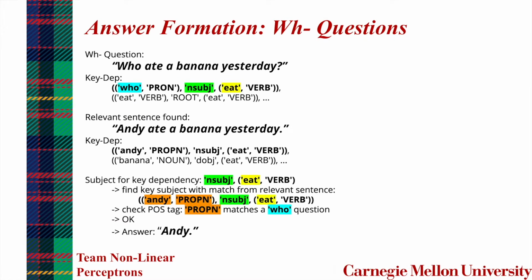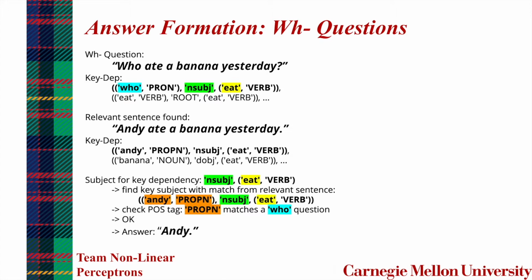For WH questions, after we parse the question, we look up the WH word in the dependencies and see what it refers to. In this example, the WH word who refers to the thing that eats the banana. Then we search the dependencies from the original text and search for what eats the banana, which turns out to be Andy. Finally, the system would check if the POS tag of Andy matches the WH word who. In this example, Andy has a proper noun tag and is a match with the WH word who. So Andy is a legitimate answer to this question. If the system could not generate an answer from any of the top n relevant sentences, it would give an answer of no answer.